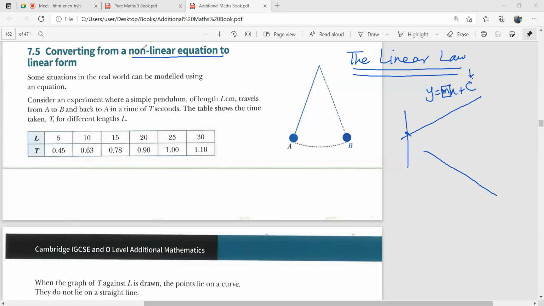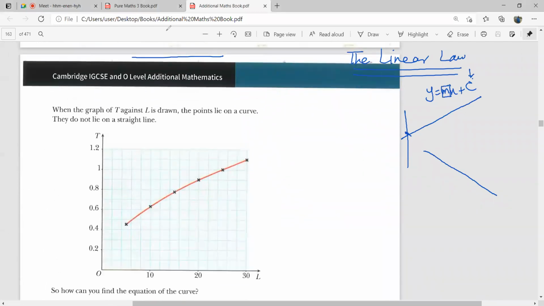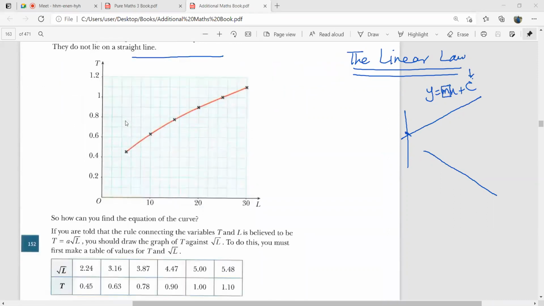Okay, now, how to do that? Look at this. We have an equation here, and we have taken some data. We have plotted this curve, and its equation is T is equal to a under root L. Here this is L and this is T. Now this is a curve and we want to have a line instead. Now this is T equals a under root L.